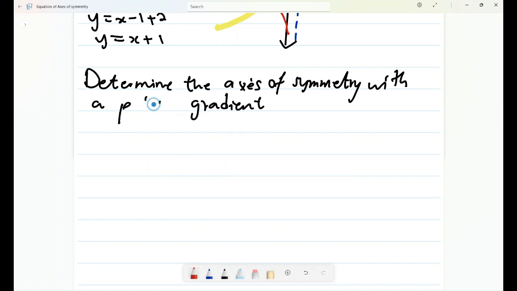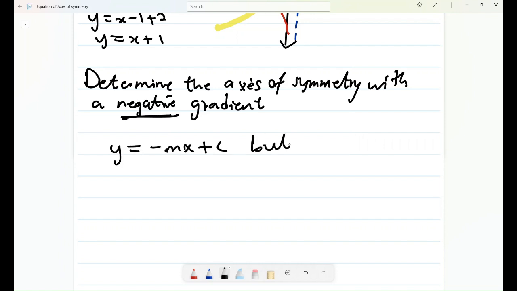Let's now change the question and assume that the examiner said with a negative gradient. So we know with the negative gradient it is going to be y is equal to negative mx plus c. Negative gradient, this is negative again. But m is equal to 1. The magnitude of m is 1. So I'm going to substitute m is equal to 1, and it is going to be negative x plus c.